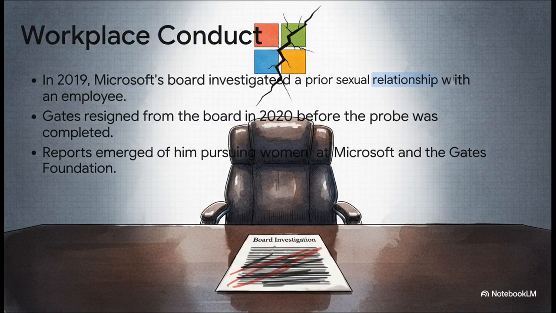The first real cracks in his public armor started to show up at his old company. In 2019, news broke that Microsoft's board was investigating Gates for a past sexual relationship with an employee. Before that investigation was even finished, he resigned from the board. Then, more reports came out detailing an alleged pattern of him asking out women who worked for him, not just at Microsoft, but at the Gates Foundation too. This was a completely different ballgame from the antitrust case. This was a corporate ethics probe into his personal behavior.